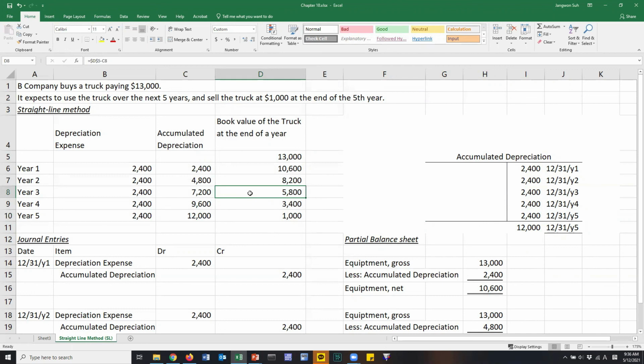I think it would be good to cut the video here and then move on to the double declining balance method. We'll discuss it in the next video. Okay, then see you there.